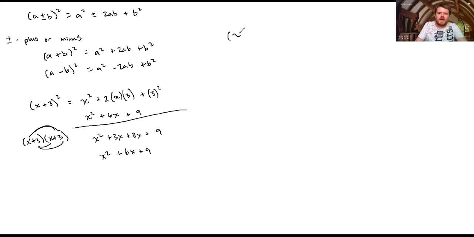Let's do x minus 9 quantity squared. So I do the first term squared. Remember, it's plus or minus, so if there's a minus sign inside the parentheses, I need to have a minus here for my middle term. 2 times x times 9, and then plus 81. I get x squared minus 18x plus 81.